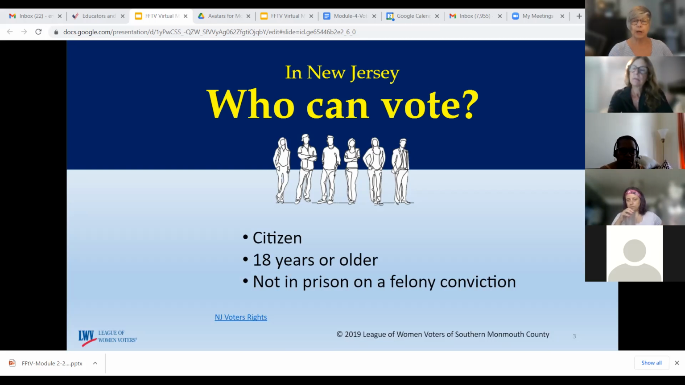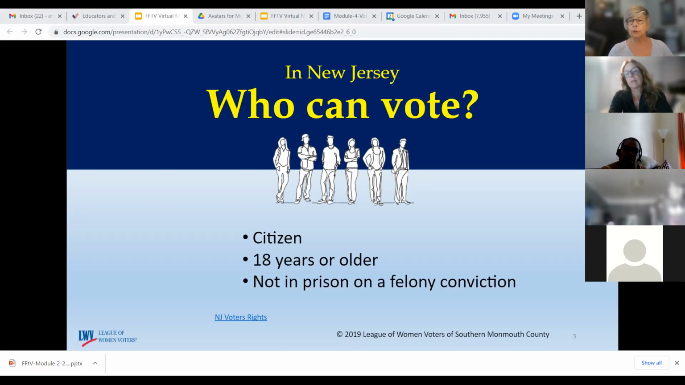And it's the only time. If you have a sentence and it's only parole or only probation, you don't have to re-register. But if you've been imprisoned and are released, then you must re-register. So that wasn't always the list.